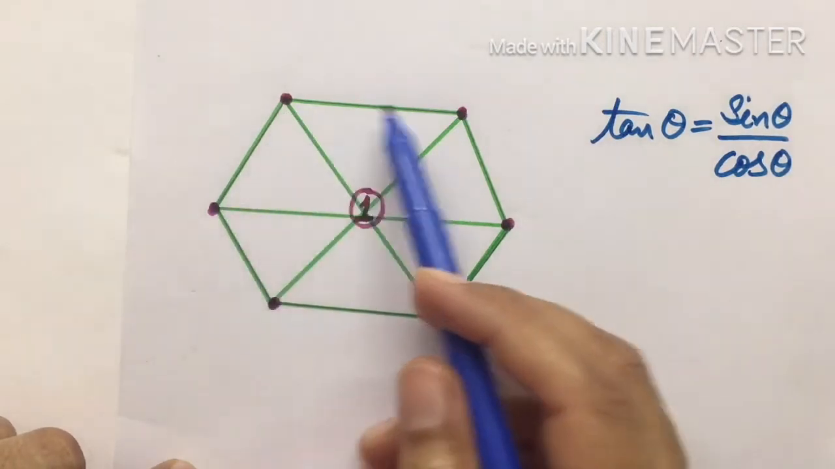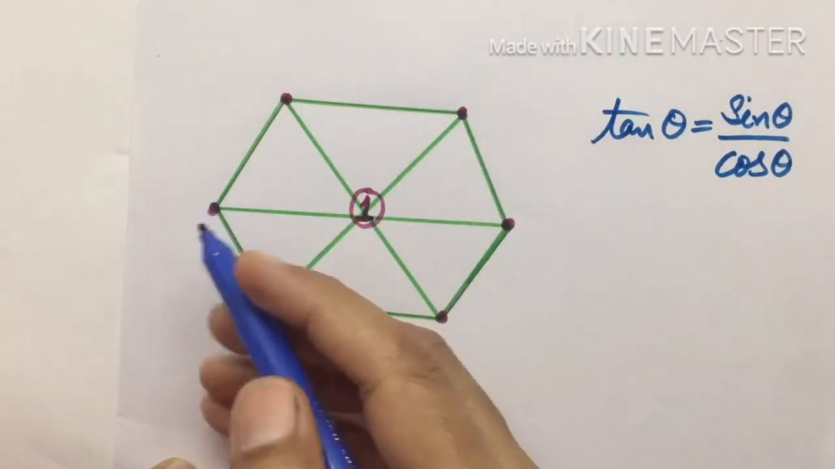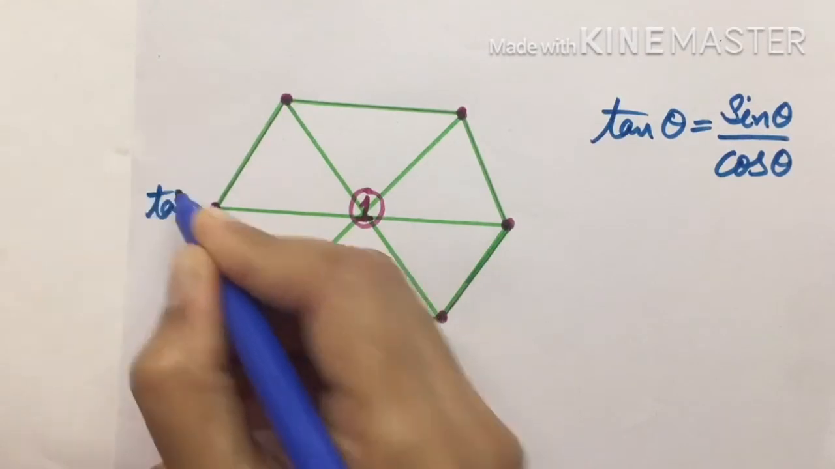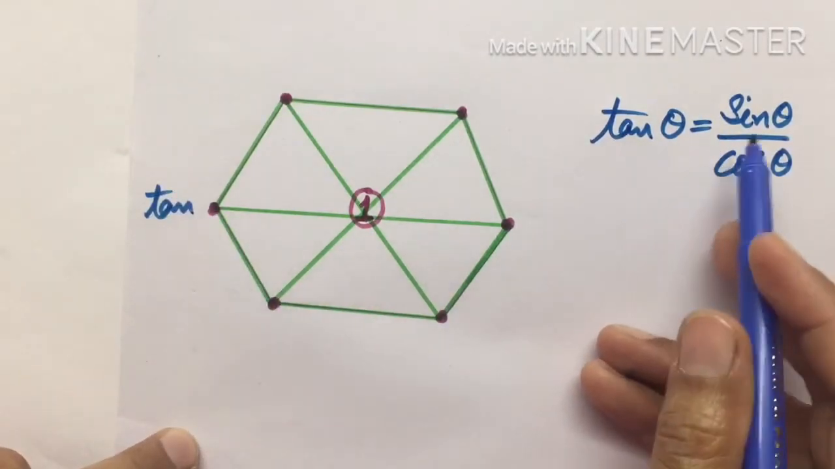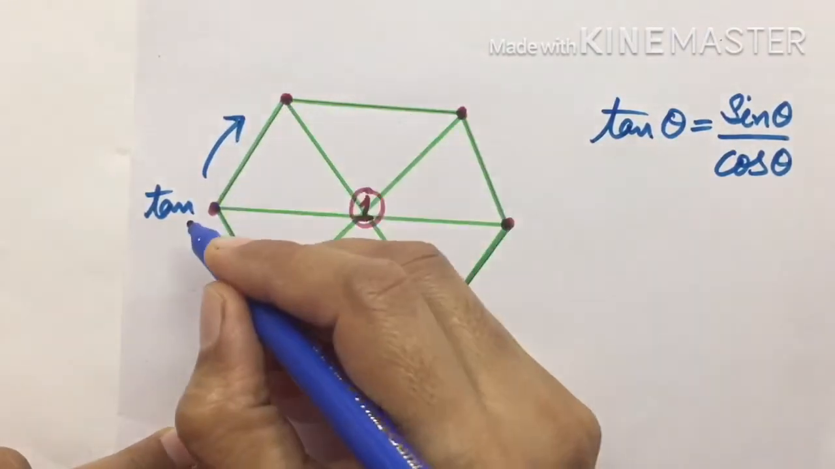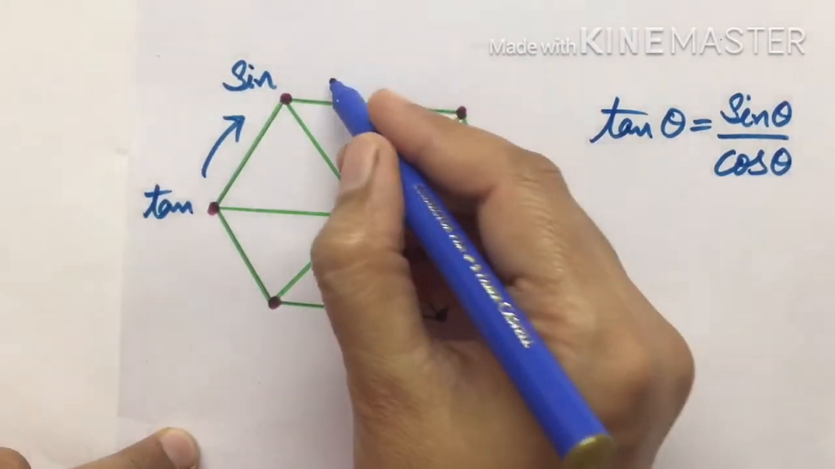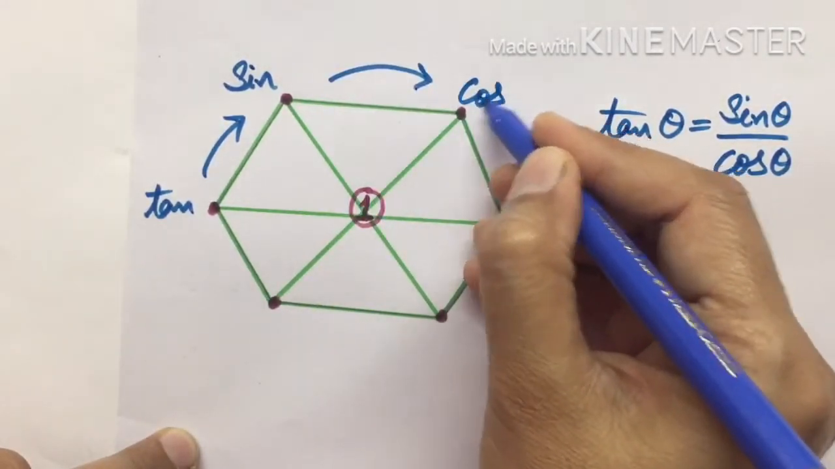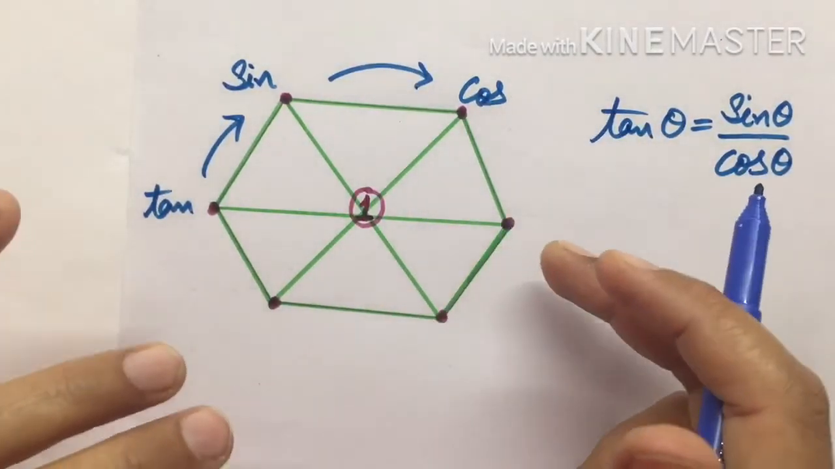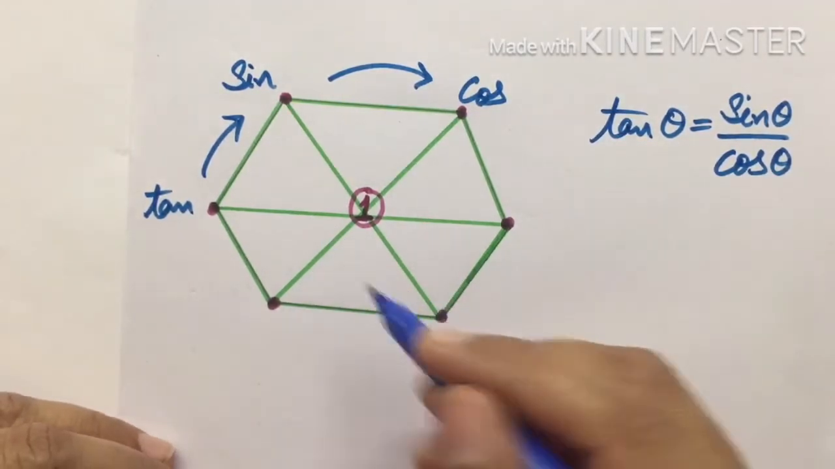These are the different vertices of the hexagon. So we will start from here. We will write here tangent, then tan is equal to sin upon cos, so we will go in clockwise direction. After tan, sine, and then cos, so it will be cos. After writing this much, we will use the opposite vertices.